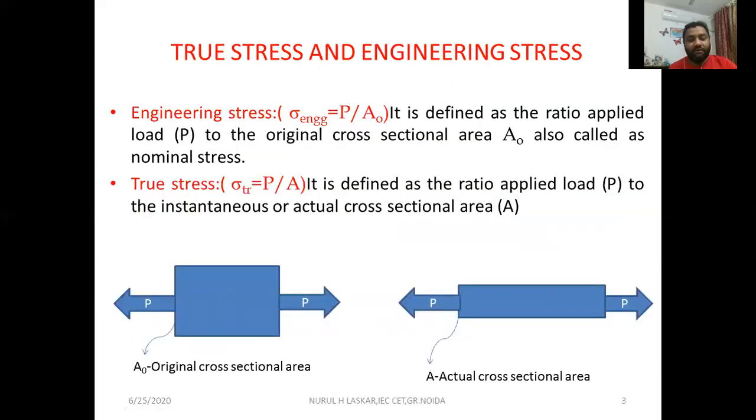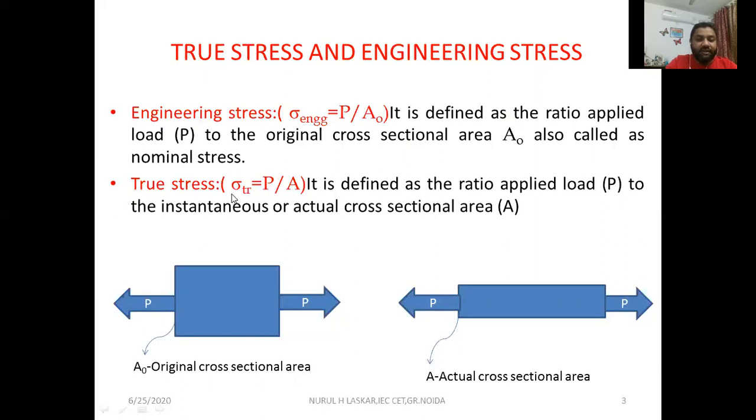Now, this is a very important concept, true stress and engineering stress. Now, what is engineering stress? Engineering stress, I have written, sigma engineering is equal to P upon A naught. And what is this A naught? A naught is the original cross-sectional area. P is the applied load. So, engineering stress is defined as the ratio of applied load to the original cross-sectional area A naught. Also, it is called nominal stress.